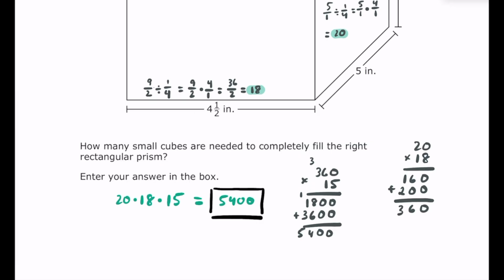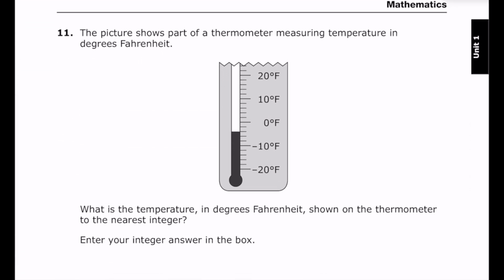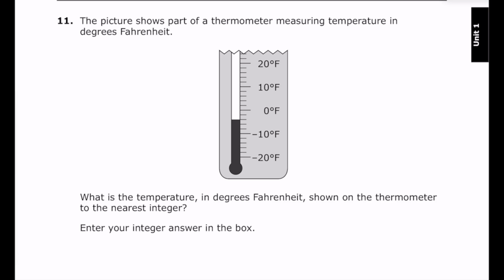Okay. All right, let's go on to another one. For number 11, it says the picture shows the part of a thermometer measuring the temperature in degrees Fahrenheit. The question is what is the temperature in degrees Fahrenheit shown on a thermometer to the nearest integer? So no fractions, no decimals here, right?